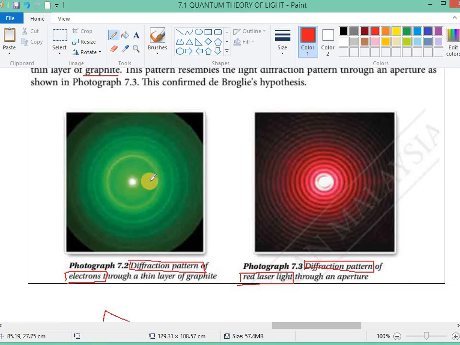Also got bright, dark, bright, dark, bright, dark, bright, dark. Okay, got bright and dark there. So this shows that the electron undergo diffraction. Okay, undergo diffraction. So this confirms de Broglie's hypothesis that all particles can show a wave-particle duality. That means a particle can show characteristics of a particle and also can show characteristics of a wave.